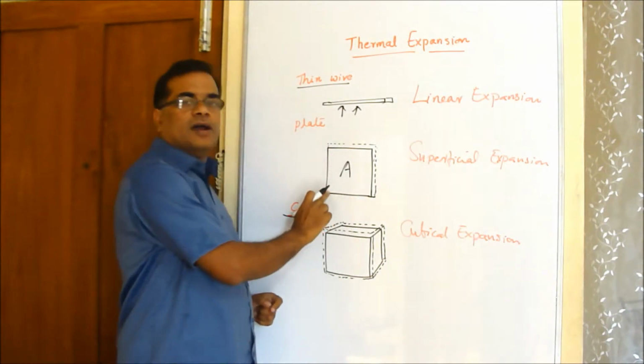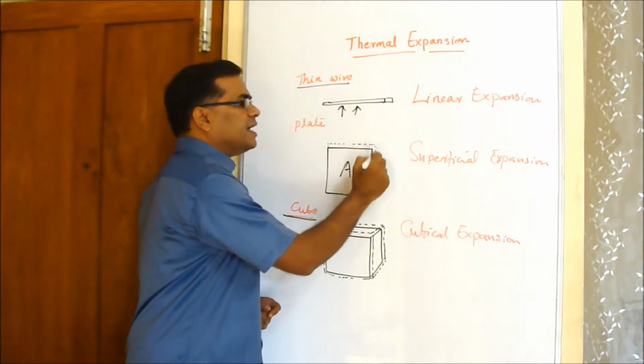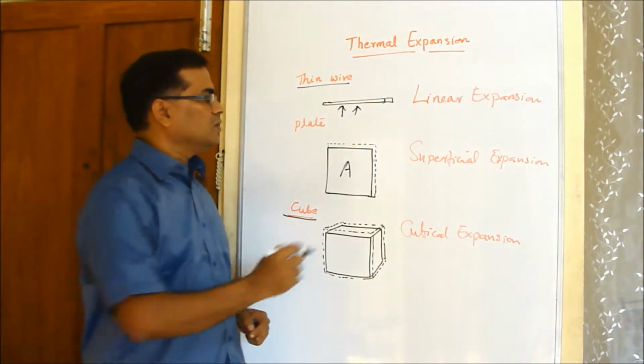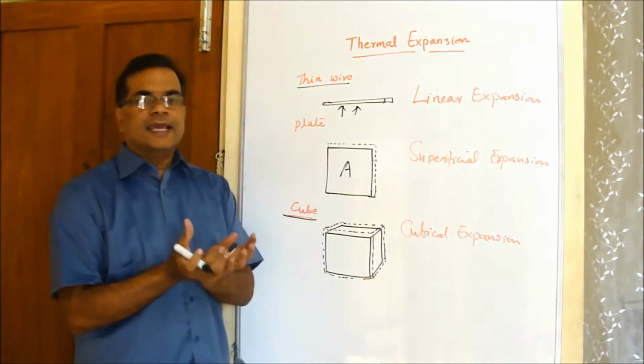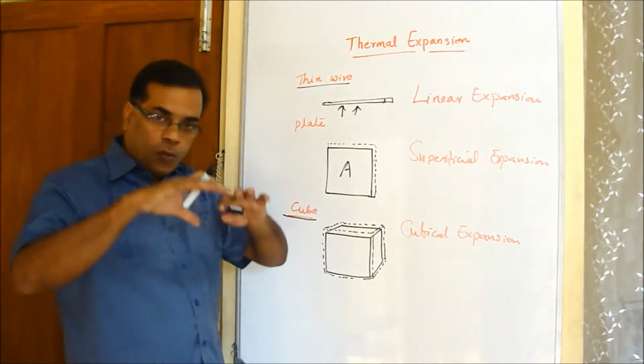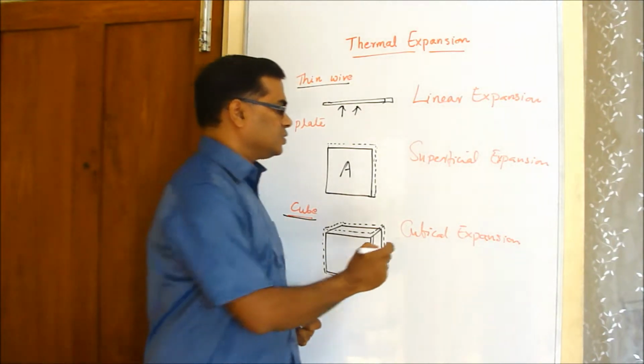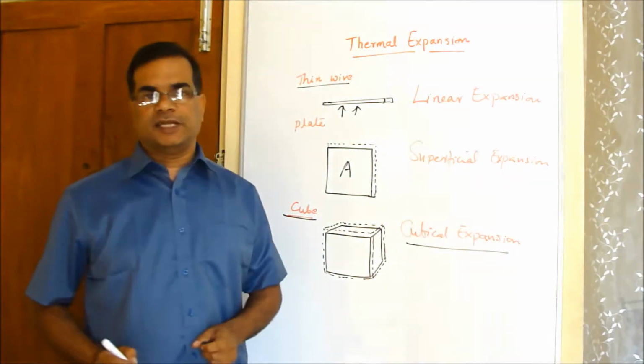When a plate is heated, its area increases. This is called superficial expansion. When a cube or sphere is heated, its volume increases. This is called cubical expansion.